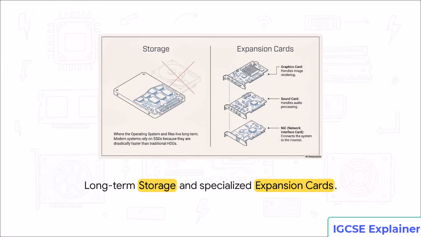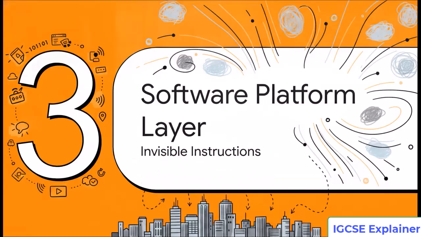Rounding out our hardware city, we have expansion cards. These give the city specialized workers. You might drop in a graphics card for image rendering, a sound card for audio, or a network interface card specifically for internet connectivity.